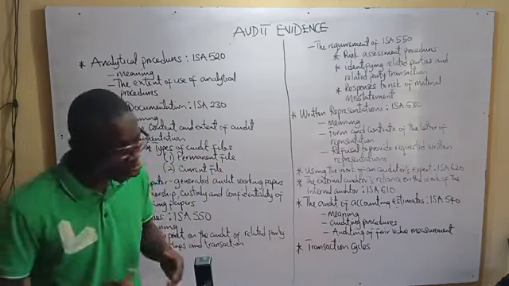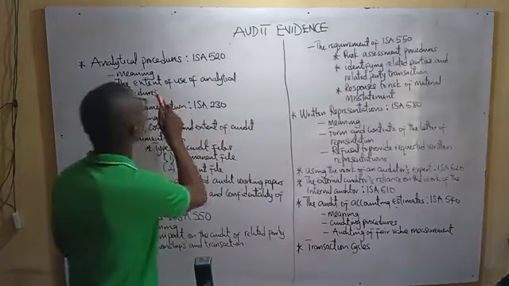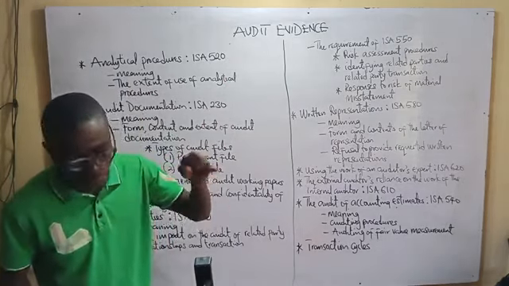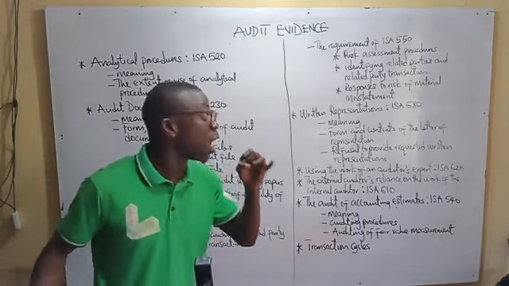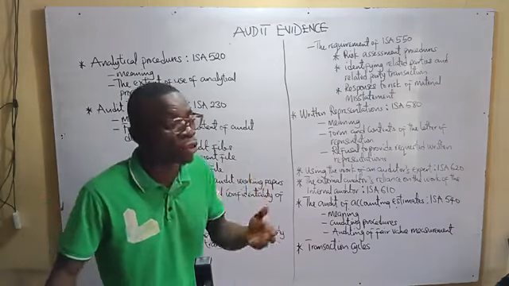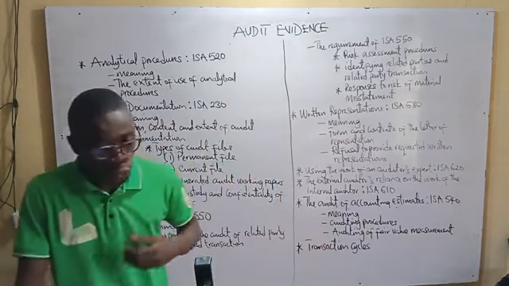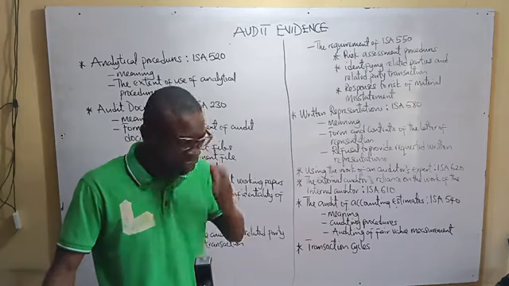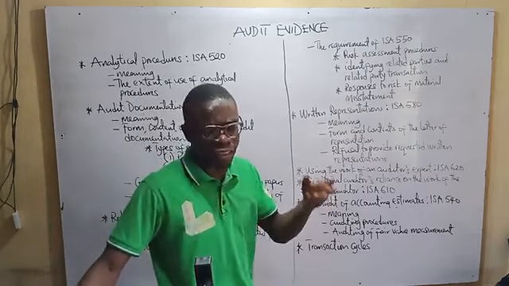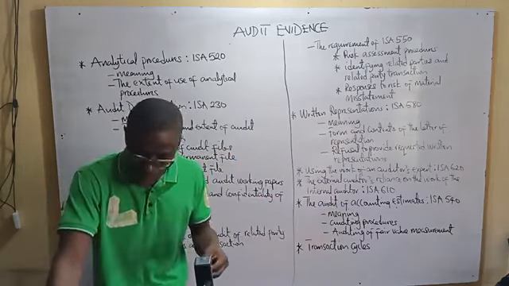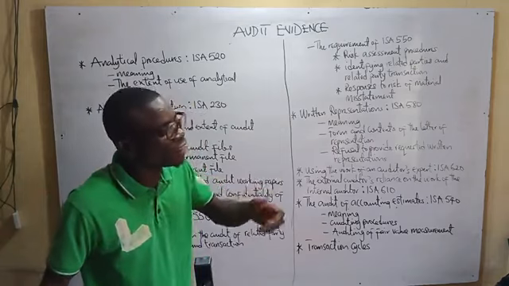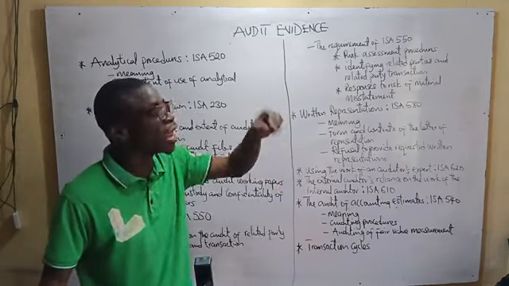Am I communicating now? What is the extent of the use of analytical procedure? One is the suitability of that particular analytical procedure, how suitable it is for the item that you want to carry out analytical procedure on. Two, you must develop an explanation of the recorded amount and evaluate whether there is material misstatement. Three is for you to evaluate the reliability of the data used for that analytical procedure.